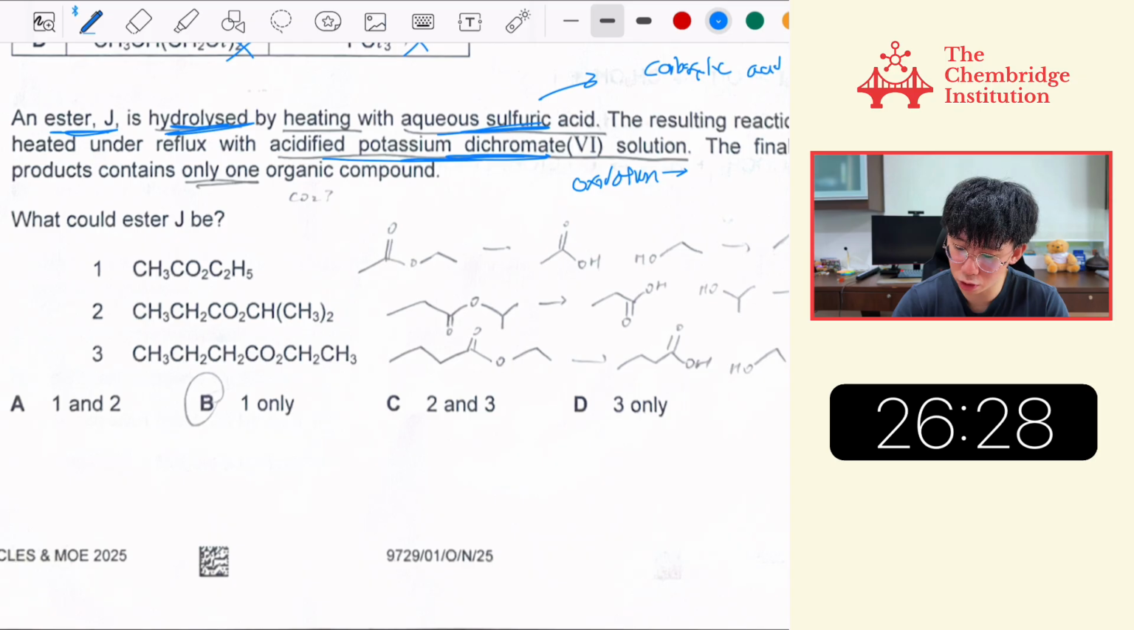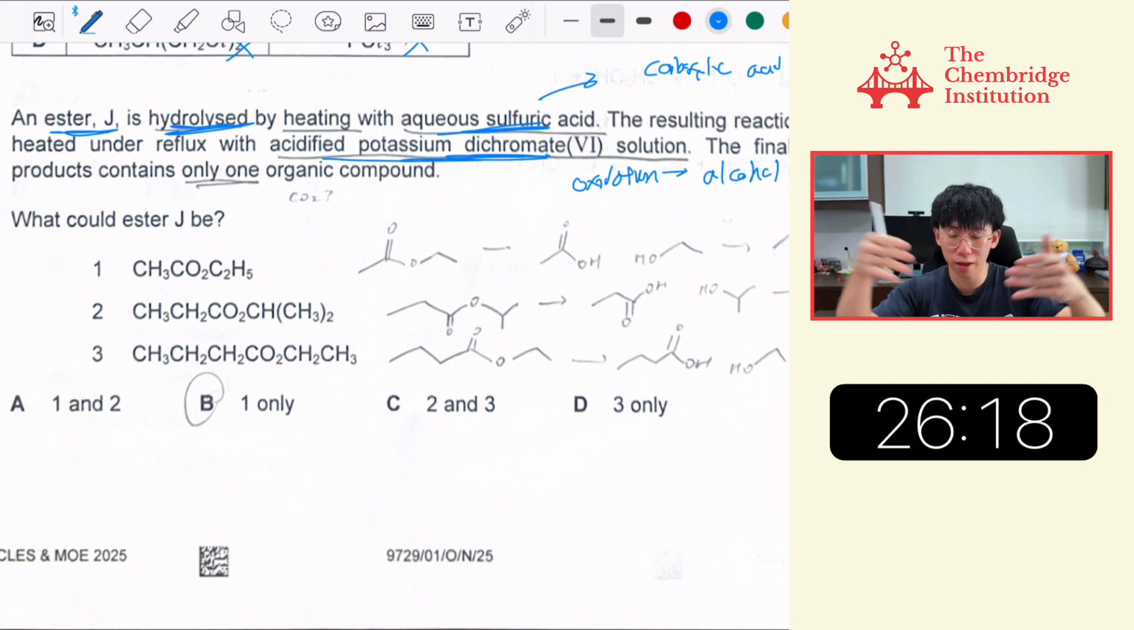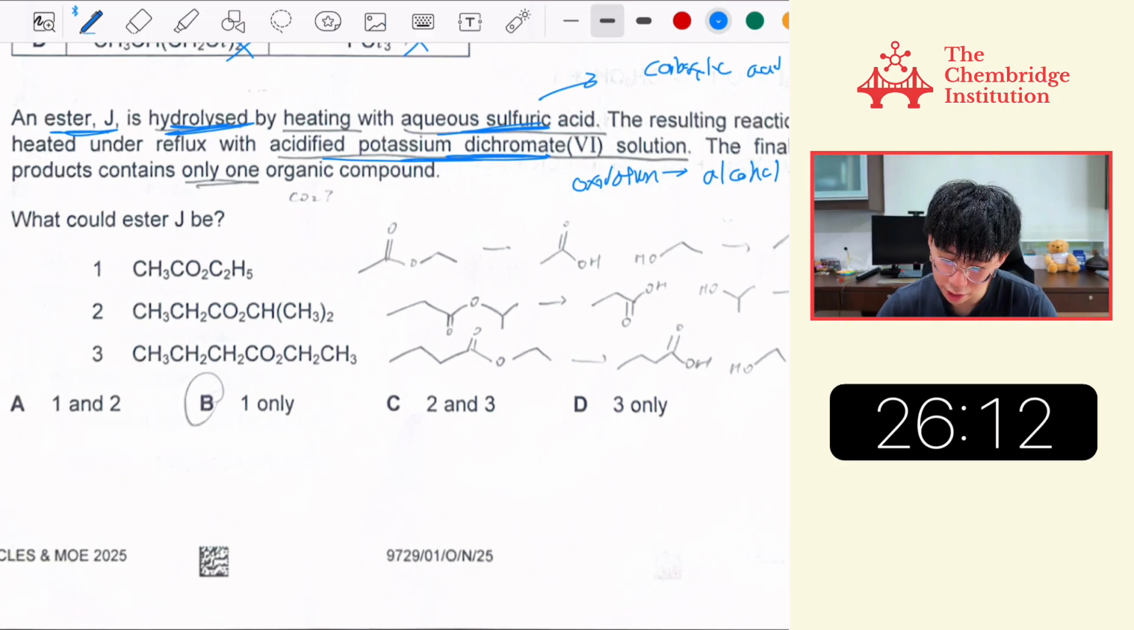So you oxidize the alcohol to the carboxylic acid, and then you only get one compound. Oh, I see. So in the end, the carboxylic acid and the alcohol have to be kind of symmetrical. They have to have the same number of carbons and the same rough structure. So what could ester J be?